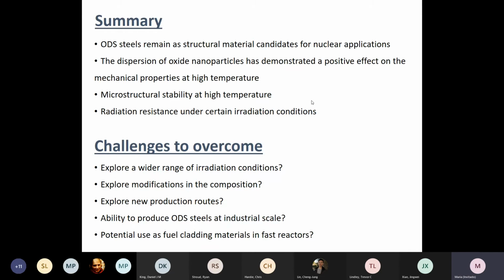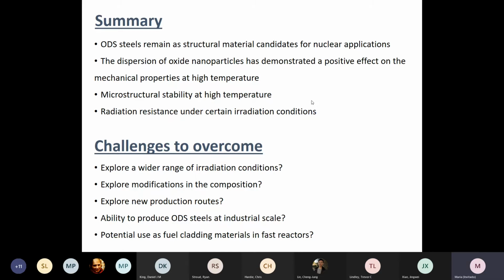We can explore modifications in the composition. There are some attempts at adding zirconium, substituting titanium with zirconium, or other combinations. Also, to explore new production routes, because we have been stuck with powder metallurgy. The point is that it gives us a lot of self-confidence, because it's a well-known process and we know that it works, and we're afraid to leave it and try something else, but some new production routes can be explored. The ability to produce these steels at the industrial scale also remains a challenge.